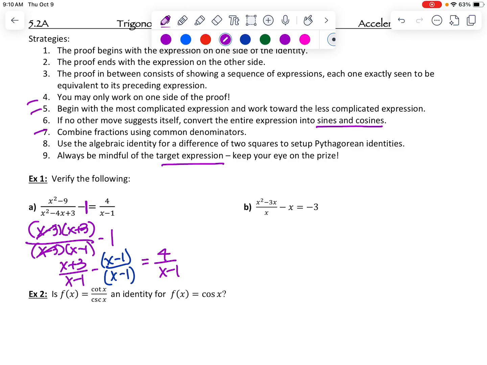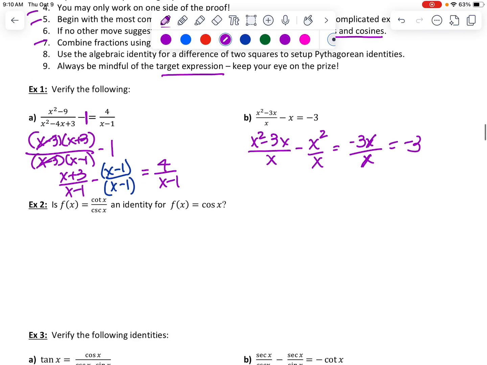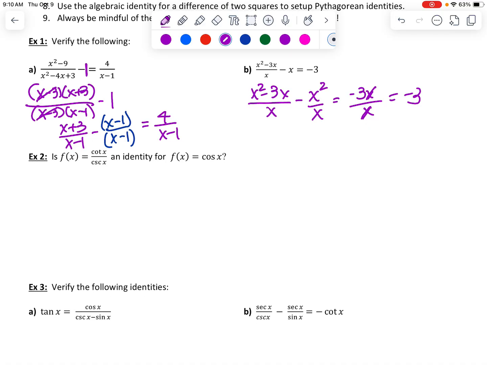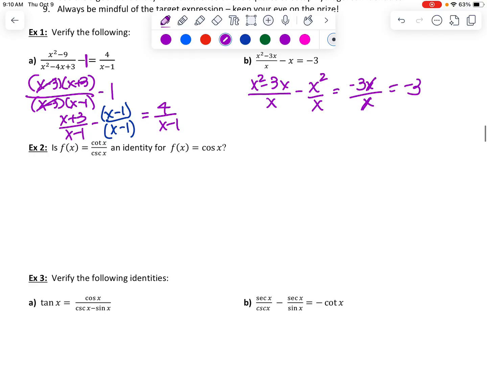Same thing with b. I could get a common denominator. Let's go that route. Let's say I can't simplify anything, which we know we can. I've got x squared minus 3x. If I get a common denominator for that second fraction, I'm going to have x squared over x, and when I combine those numerators, because I have my common denominators, x squared minus x squared is just going to leave me with that negative 3x. And with negative 3x over x, I can simplify the x's, and I get negative 3. So I made the left side look like the right side. It's not always going to be left to become the right, but sometimes that just happens.